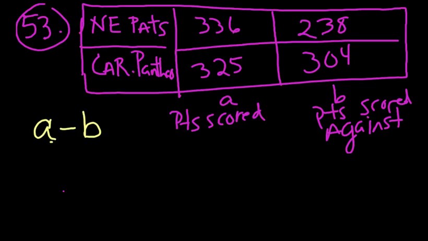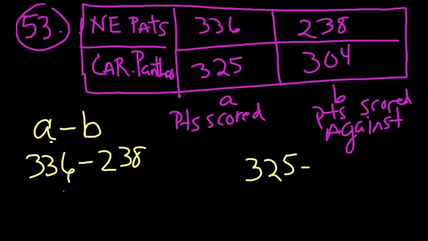So the New England Patriots had 336 for A, 238 for B. Okay? The Carolina Panthers had 325 for A, 304 for B. Which team's net score was greater? Well, you have to subtract to find out. When you subtract, this team made a net score of 98.